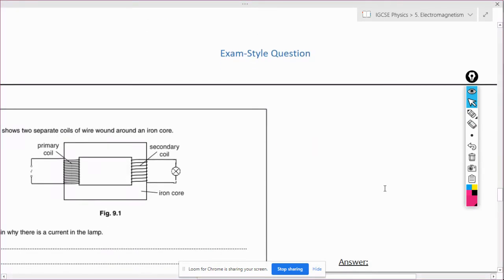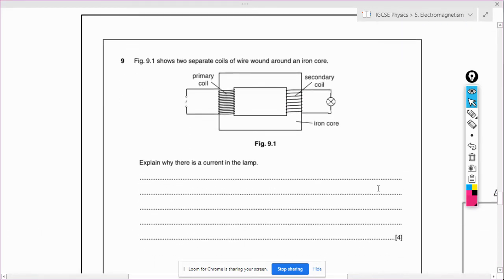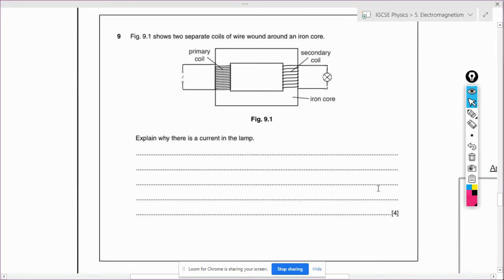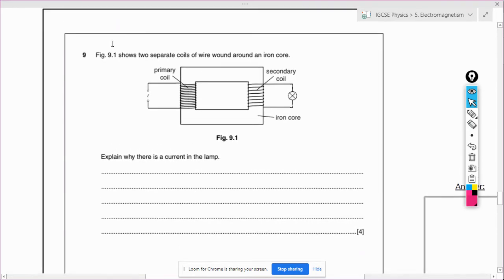Next. Here is just an exam-style question, a very typical structured question on transformers. It says, Figure 9.1 shows two separate coils of wire wound around an iron core. So there's just a transformer. We can see here there's more turns of coil on the primary than there are on the secondary. So already this looks like a step-down transformer. But I don't think that's what the question's getting at. The question is just saying, explain why there's a current in the lamp. So why is there a current in this lamp right here?